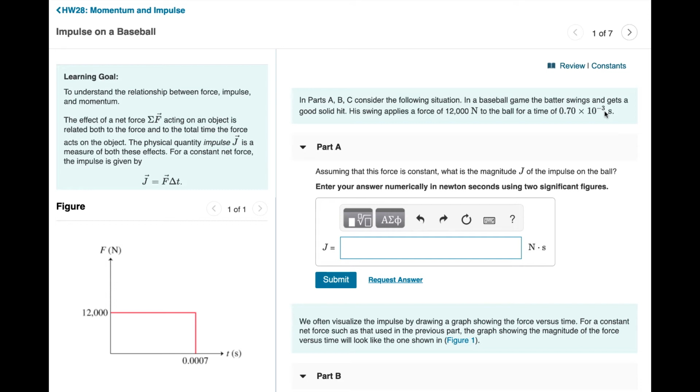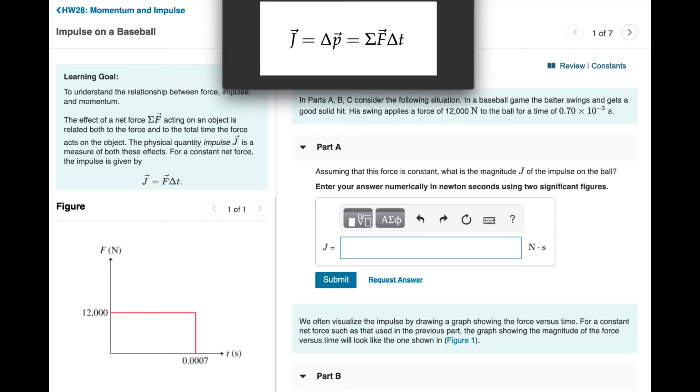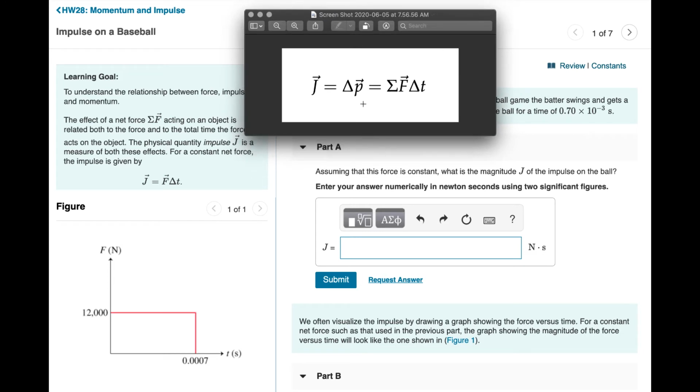Baseball game, batter swings to get a good solid hit. He swings and applies a force of 12,000 newtons to the ball for 0.7 times 10 to the minus 3 seconds. Assuming that this force is constant, what is the magnitude J of the impulse on the ball? Well, if you listen to the lecture, you know I don't like to use J for the impulse, but a lot of folks do. J is just delta P, the change in momentum. And my impulse momentum law tells me that delta P is equal to sigma F delta T.